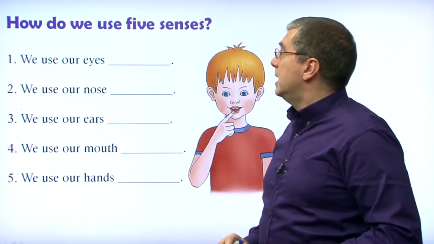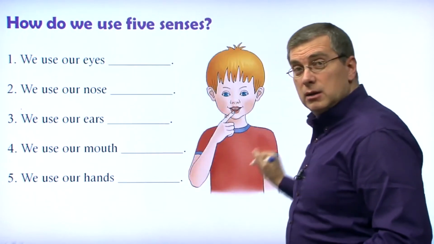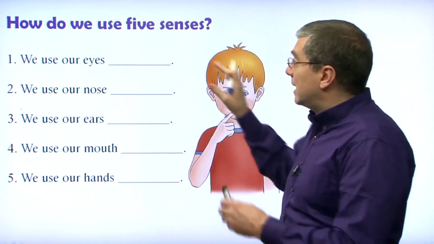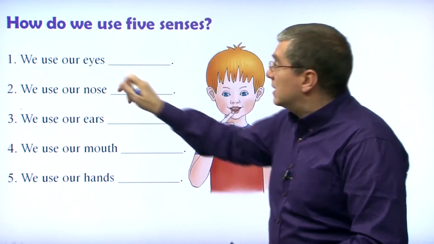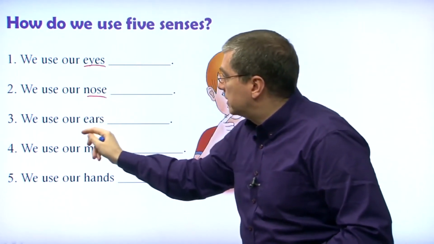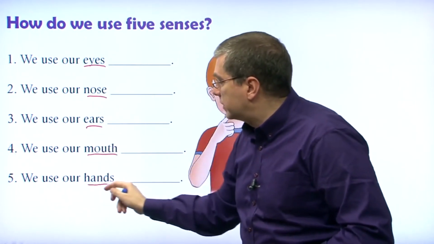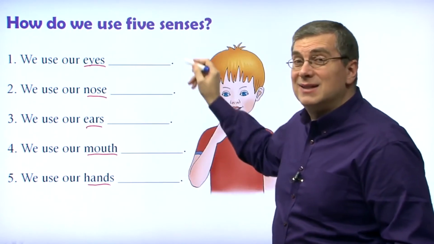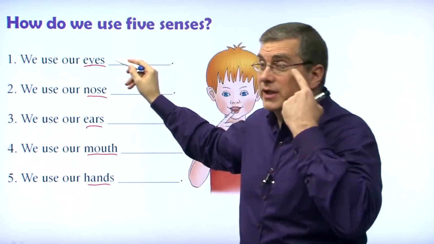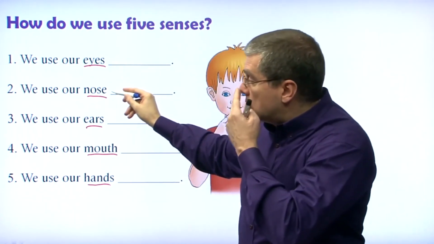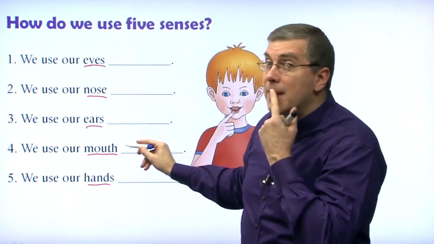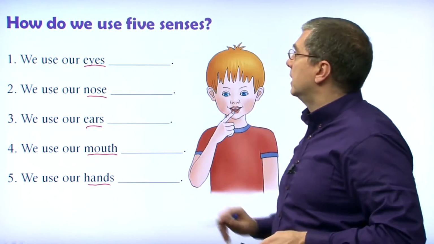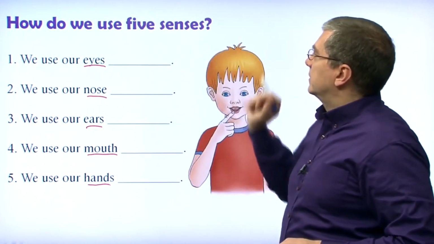Okay. Here we have our chart here, right? And it's the same boy that we saw before, right? So let's match up the different body parts. These are all the different body parts to what we use them to sense. What are the senses, right? So our body parts again are eyes, nose, ears, mouth, and hands. Let's go over these. How do we use 5 senses?